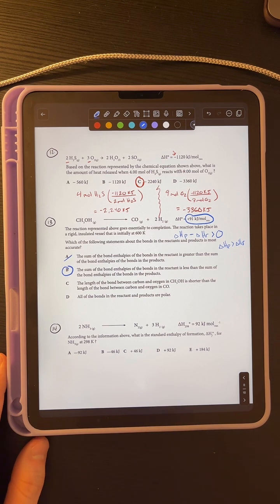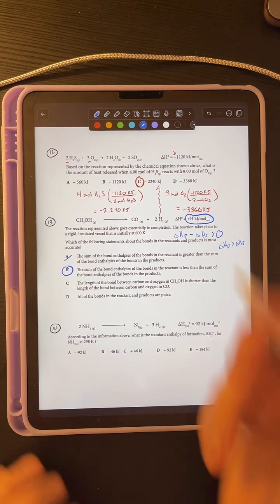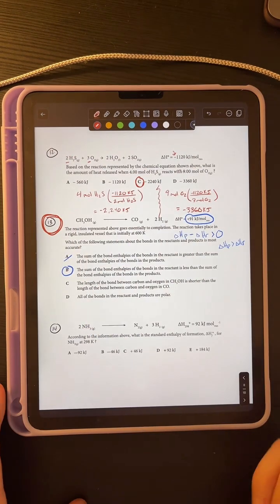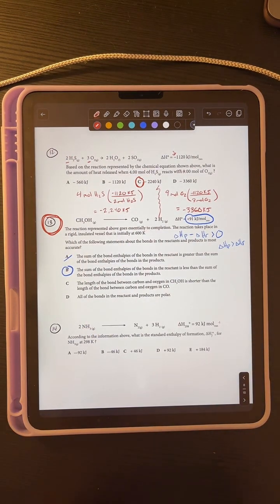You know what? I'll come back to that. So what I'll do is I'll put a circle around that one, and we'll come back to that. We'll just double check afterwards.